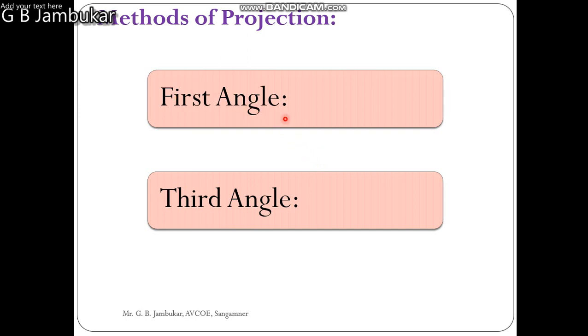Now in first angle, the object is in the first quadrant, and for the third angle method of projection, the object is in the third quadrant. Okay, according to the university syllabus, the first angle method is compulsory, so we will see the first angle method of projection in this syllabus.